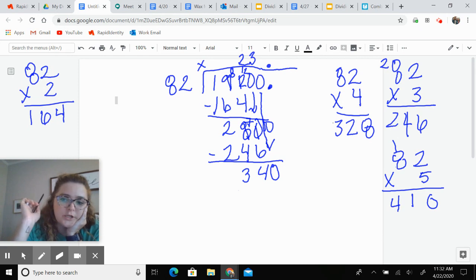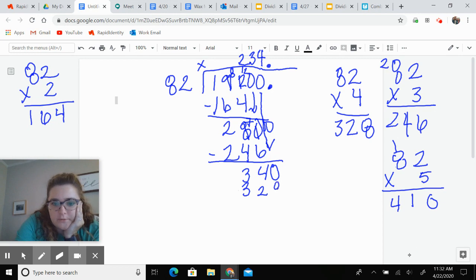It is 328. Okay, and so this is going to give us our 4. 4 times 82 is 328, and then I'm just going to subtract. Okay, now I'm left with 12, so I know that that 4 was the correct choice, or the correct answer.